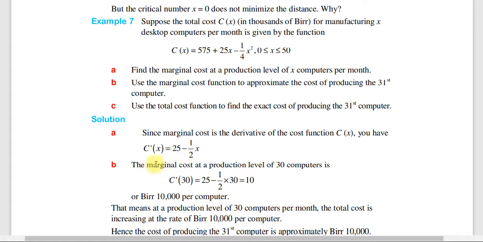So for B, the marginal cost at the production level of 30 computers is C prime at 30, which is equal to 25 minus 1 over 2 times 30, which is 10, or 10,000 birr per computer.